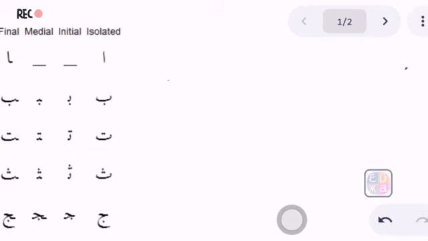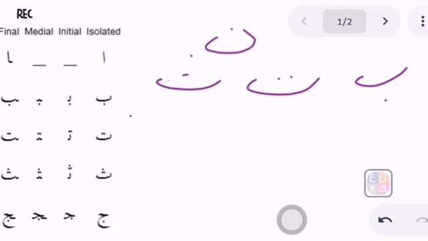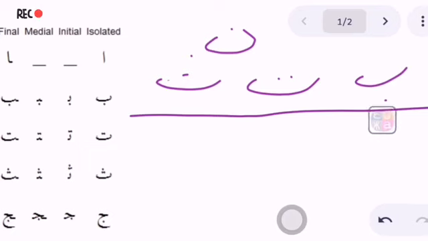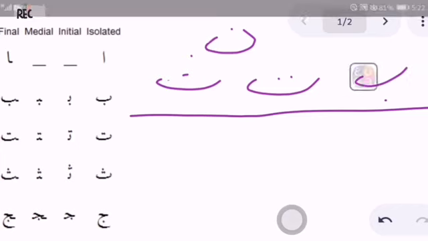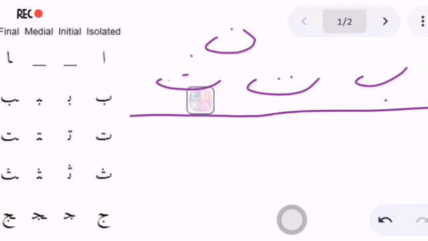We have the likes of Ba, Ta, Tha, and we also have Nun. Even though Ya also falls under this, we're not going to talk about that for now. When you look at the letters here, you will agree that all these letters have the same structure. The only thing that differentiates between them is the dot. Ba has a dot at the bottom. Ta has 2 dots at the top. Tha has 3 dots at the top, while Nun has just a dot at the top.